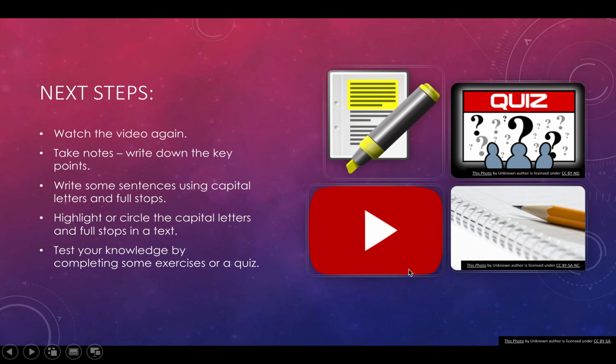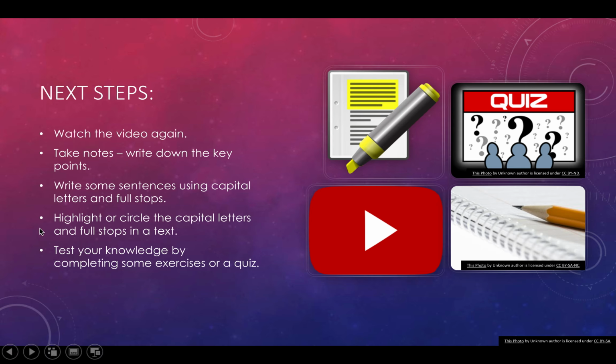Okay, so what can you do now to practice this? Well, firstly, you could watch the video again. You could watch it over and over again. You could stop the video when you need to, and you could take notes. You could write down the key points. You could copy some of the sentences. You could also write some sentences of your own using capital letters and full stops as examples.